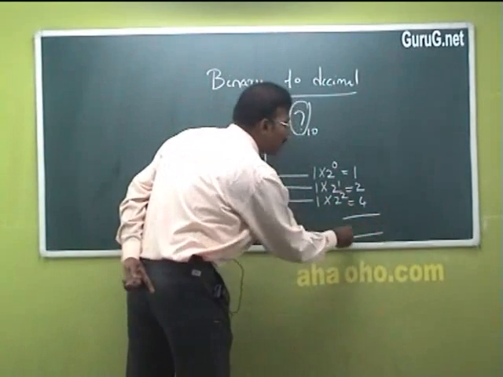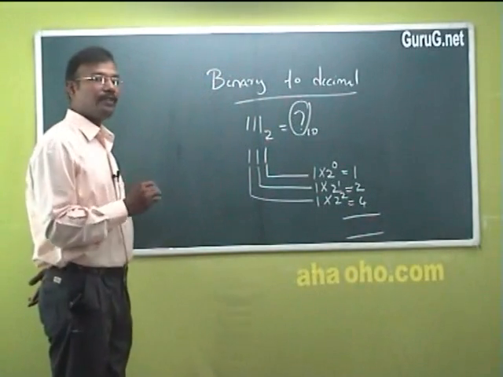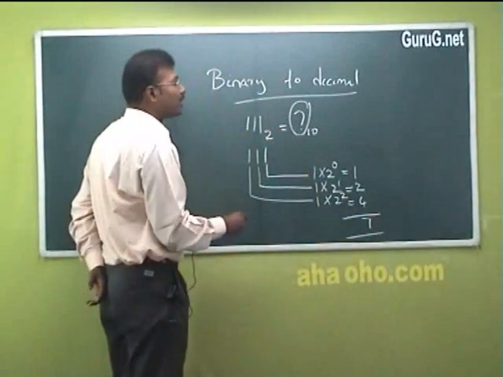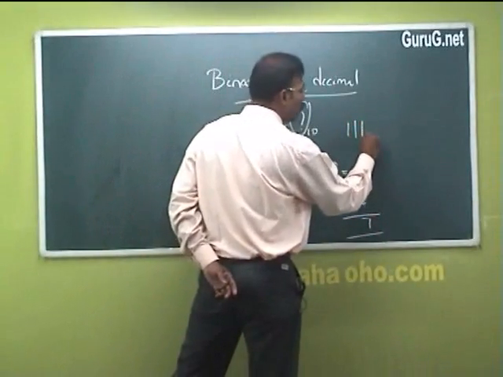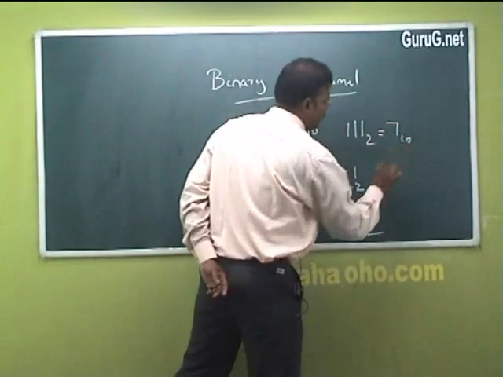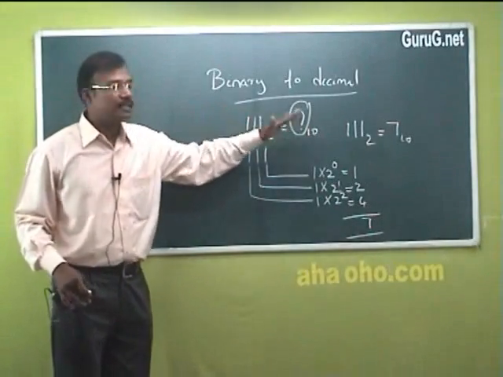Now, finally, you sum all these values, you will be getting the decimal equivalent for the given binary. So the value is equal to 7. So the equivalent of 111 to the base 2 is equal to 7 to the base 10. So this is how you need to convert the binary value to decimal value.